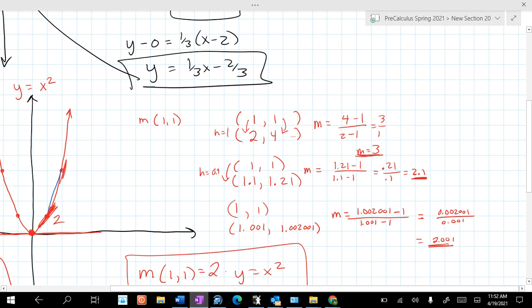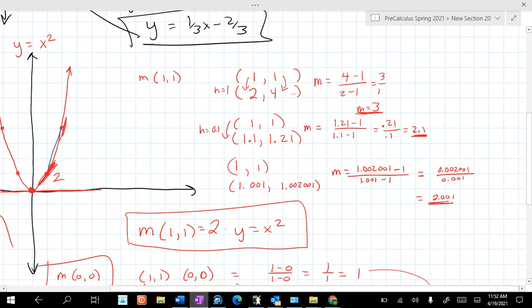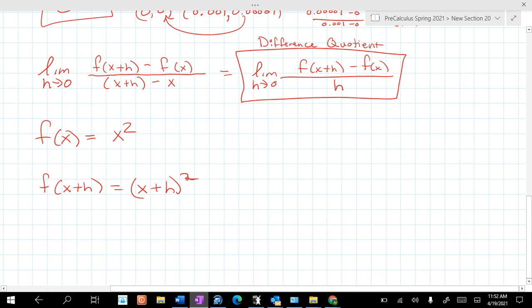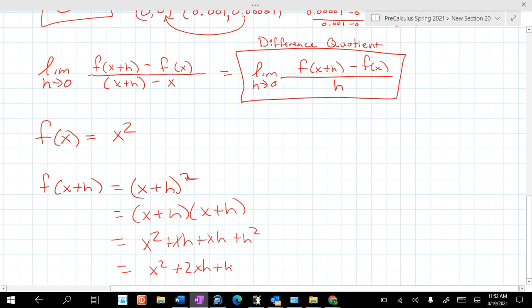H was 0.1 here. And then we squared whatever f of x plus h was. Okay? So in this example, f of x plus h is x plus h squared, which is x plus h times x plus h. What's x times x? X squared. Outers is xh. Inners is xh. Last times last is h squared. So it's x squared plus 2xh plus h squared. That's what f of x plus h is.